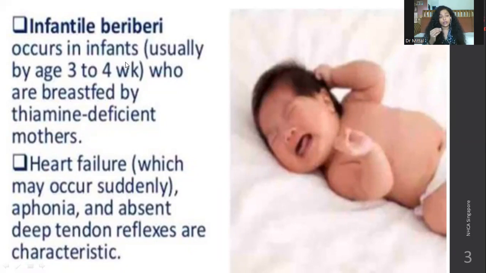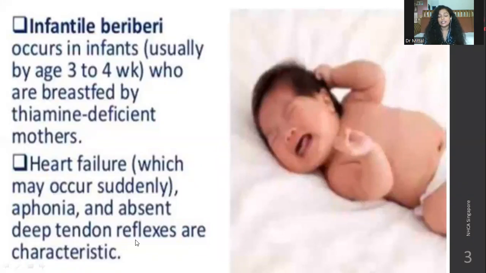Heart failure in infants, which may occur suddenly. Aphonia, this is like they do not have that sound in their cry. They appear like they're crying. They are crying, but there is no sound to it.